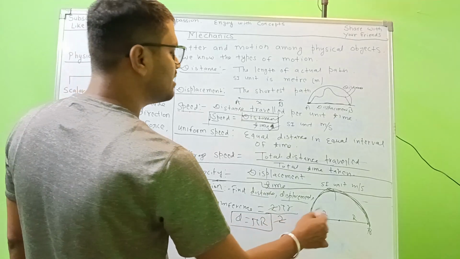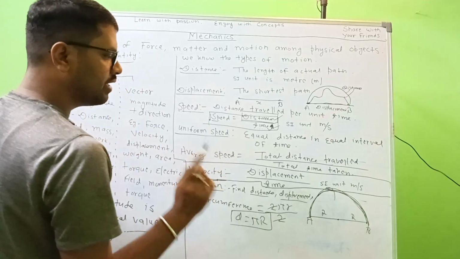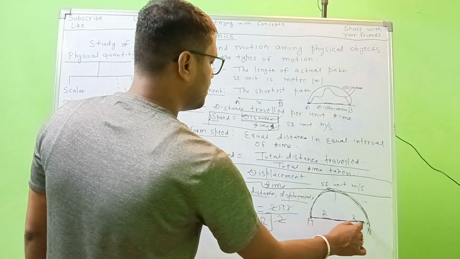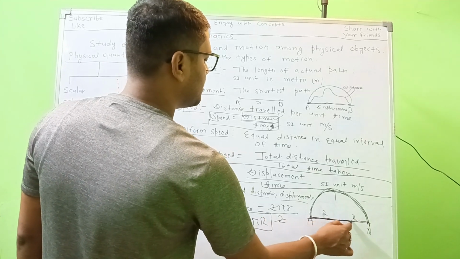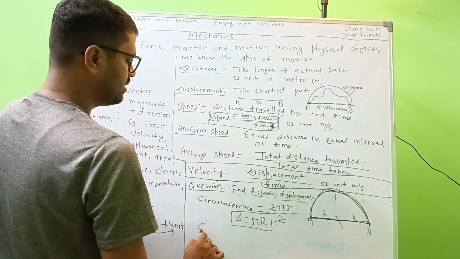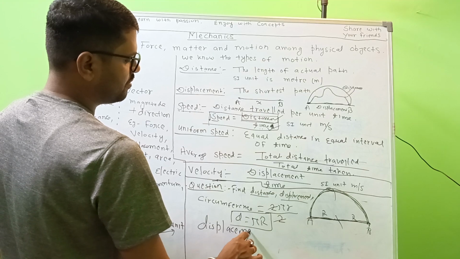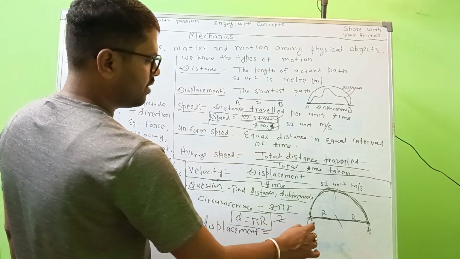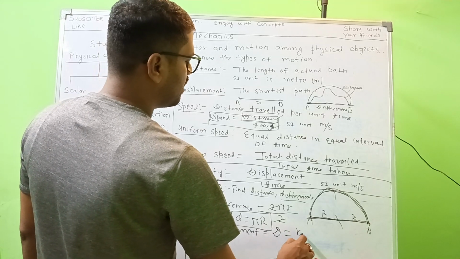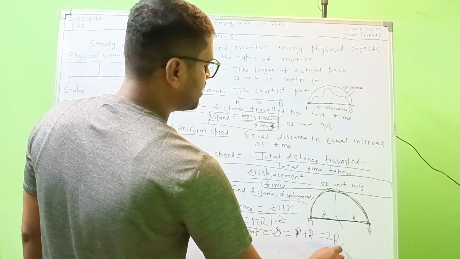But when we talk about displacement, it is the shortest path, and there is only one possibility of shortest path, this one. When you just go like this, this is nothing but the diameter. So the displacement will be r plus r, diameter, or r plus r. R plus r is 2r, that is nothing but the diameter.